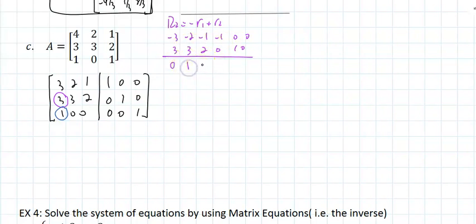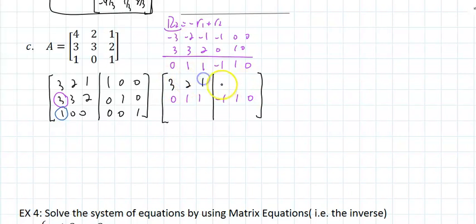That is a 1. That is a 1. That's a negative 1, 1, and 0. So here I'm looking at row 2: 0, 1, 1, negative 1, 0. Row 1 I'm using, but I'm not changing. I want to make this a 0. So yeah, 1 above, 1 below will be perfect, I think.